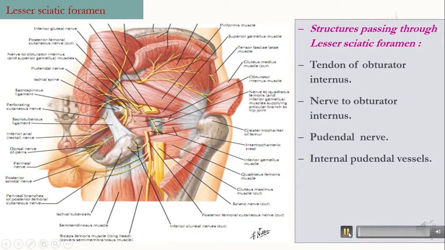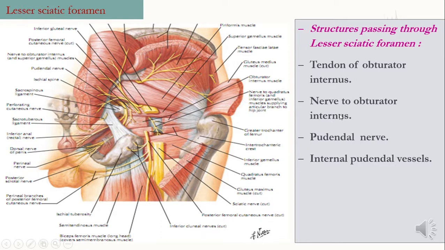Just a quick revision of the structures passing through the lesser sciatic foramen. Tendon of obturator internus is coming out towards the gluteal region, and then nerve to obturator internus is going to supply the gluteal part of obturator internus and superior gemellus, and then it is going through the lesser sciatic foramen to enter and supply the pelvic part of the obturator internus muscle.